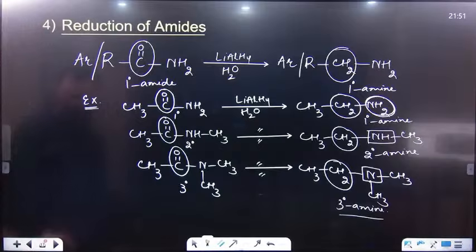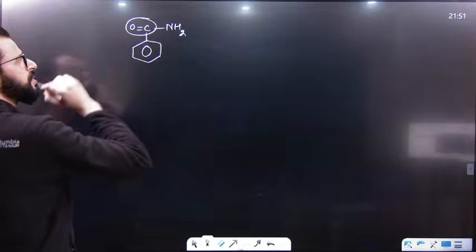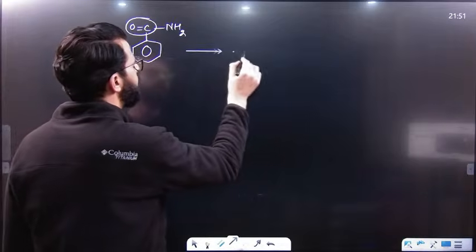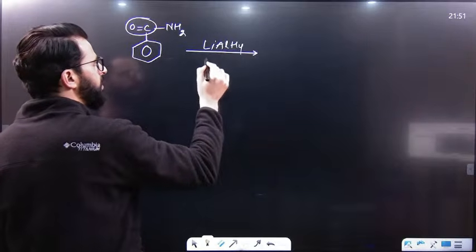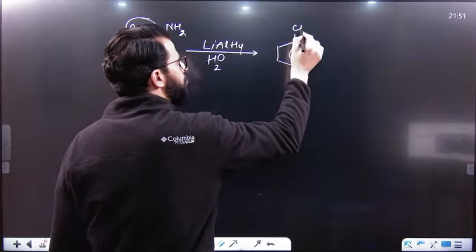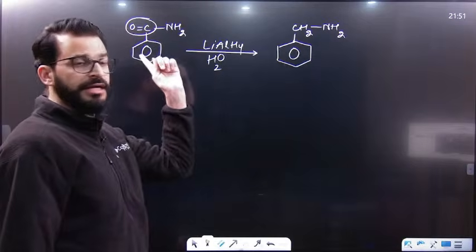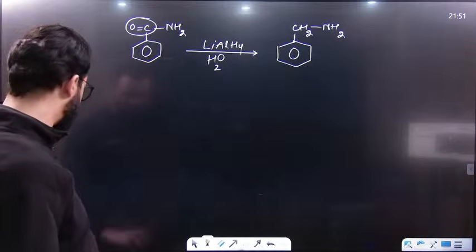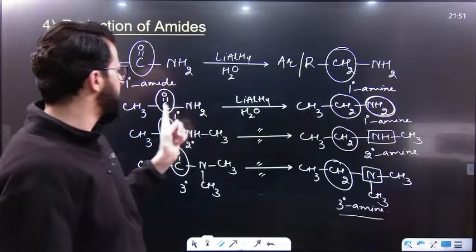Similarly, if I write an aromatic amide like this, CONH2, what we have to do is change this CO, and convert this amide into amine. So it is CH2NH2. Have a look. Amine formed from amide contains the same number of carbon as that of the parent amide.